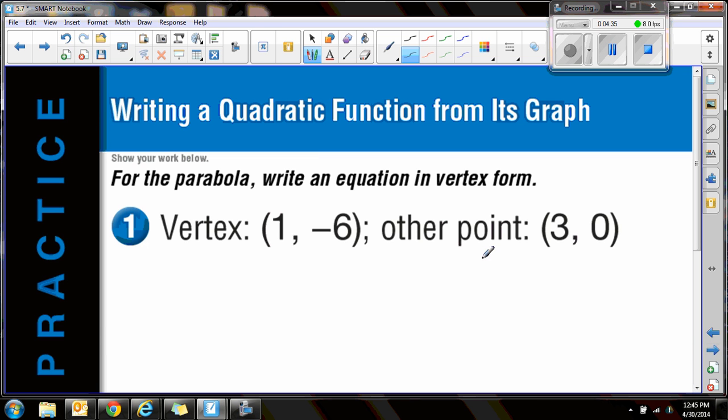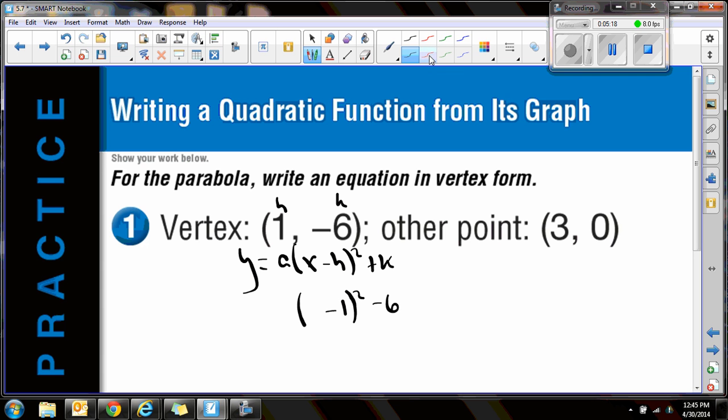So let's give this a try. For this problem here, they're telling me to write the equation of the parabola in vertex form, and they're giving me the vertex and one other point. So this is actually not too much work, because if I start with my formula, y equals a times x minus h squared plus k, I know right away, by simply looking at the vertex, what h and k are. So suddenly my equation becomes x minus 1 squared plus or minus 6.